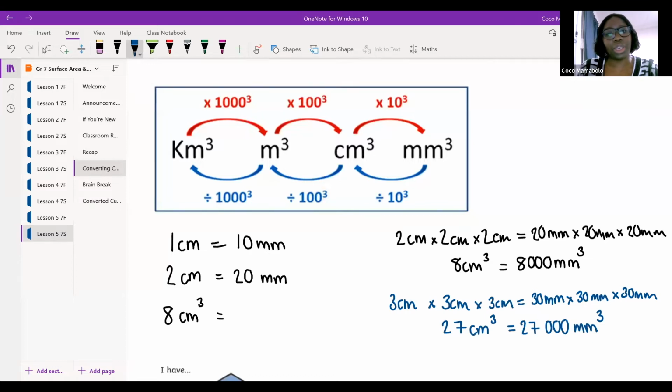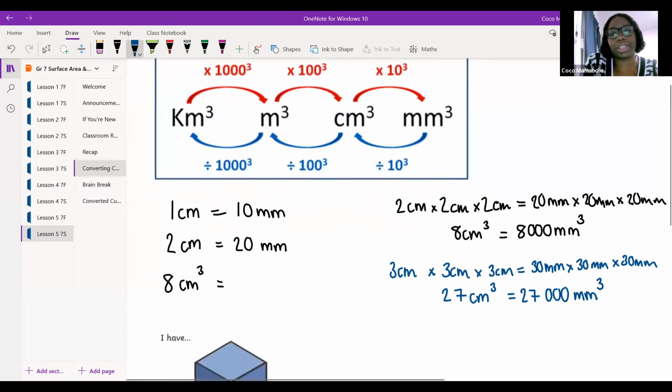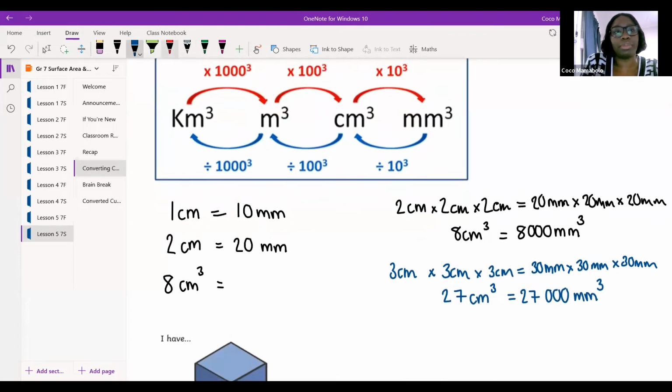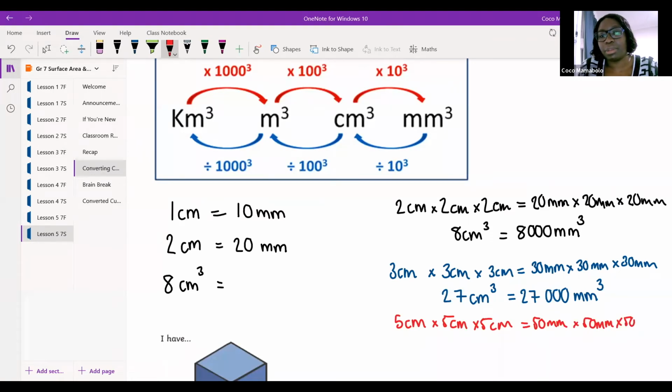All right. Are we seeing what we're doing here? Who's noticed the pattern? Let's do another one. If I have 5 centimeters times 5 centimeters, because I'm calculating the volume of a cube, times 5 centimeters is equal to 50 millimeters times 50 millimeters times 50 millimeters. 5 times 5 times 5 is going to give me 125 centimeters cubed. How many millimeters cubed am I going to get, guys? Tell me. There we go.